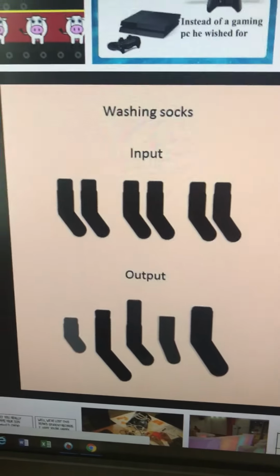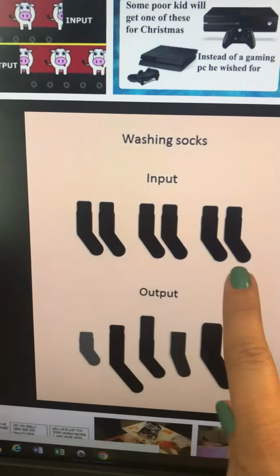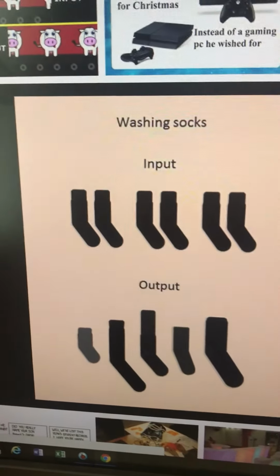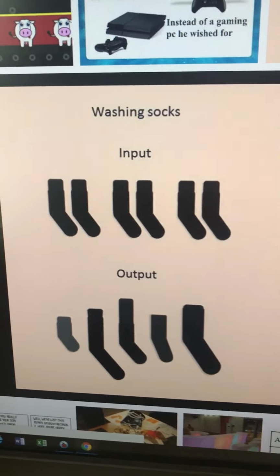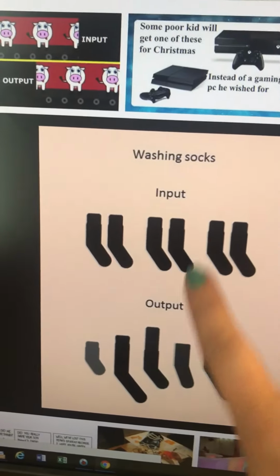Talking about washing socks, usually if you put 6 inside the washing machine, only 5 come out. Seems like socks always get lost for some reason when we wash laundry. So what would be the rule here?